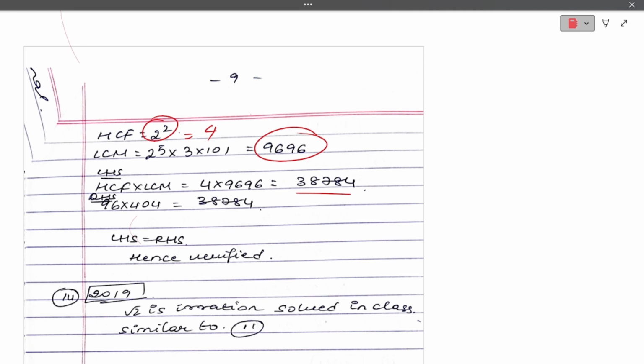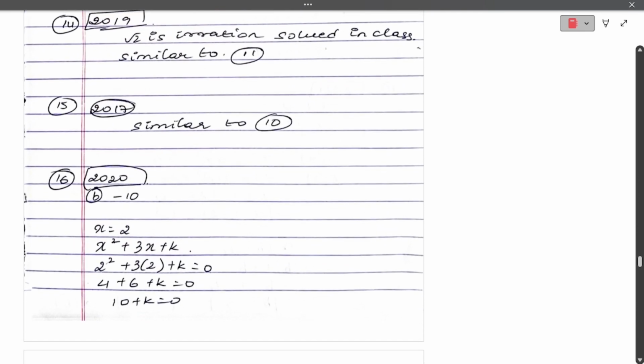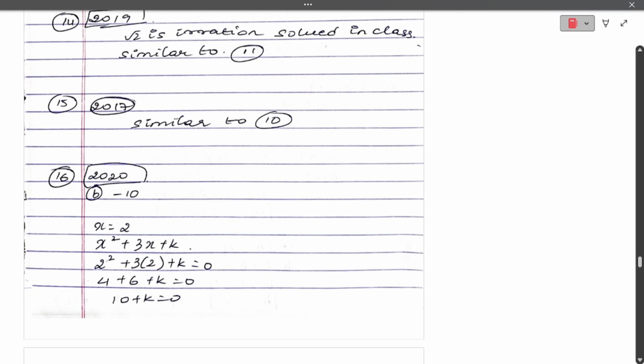96 into 404, if you do, that is for the RHS, you will again be getting 38784. So LHS is equal to RHS. So HCF into LCM is equal to the product of two numbers. So hence we have verified this. Okay, so done. Now question number 14, as I told, root 2 similar to root 5 you will be proving. Question number 15 you will be proving similar to question number 10. Okay, 14, 15 can be solved. Question number 15 was from the chapter known as real numbers.